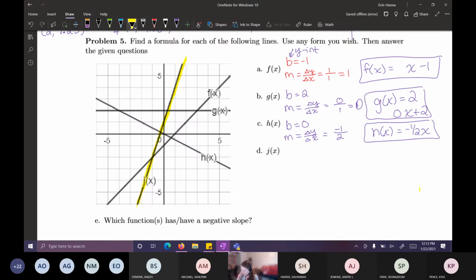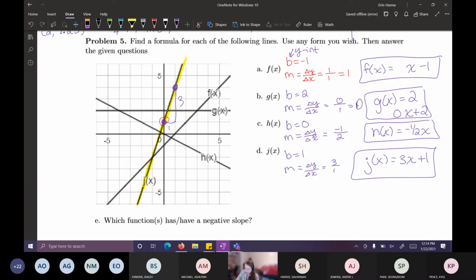There we go. So the last one, j of x, crosses the y-axis at 1, so we have a y-intercept of 1. And our slope, if we're going to the next nice point, it would be up there, so we go over 1, up 3. So our slope would be 3 over 1, which would be 3, so our j of x equation should be 3x plus 1. Which again, most of you had, which is awesome. Because you don't see my screen, but I see all of your answers.